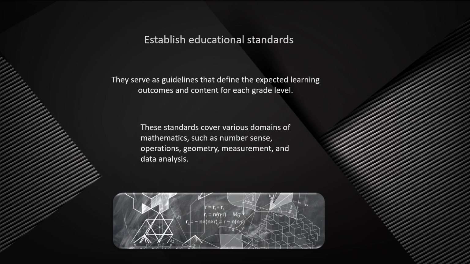Establish educational standards for the primary level. Begin by understanding the educational standards set for primary school mathematics education. These standards serve as guidelines that define the expected learning outcomes and content for each grade level. For example, in some countries, the national or regional curriculum frameworks provide a comprehensive outline of what students should learn and understand in mathematics at each stage of primary education. These standards cover various domains of mathematics, such as number sense, operations, geometry, measurement, and data analysis.